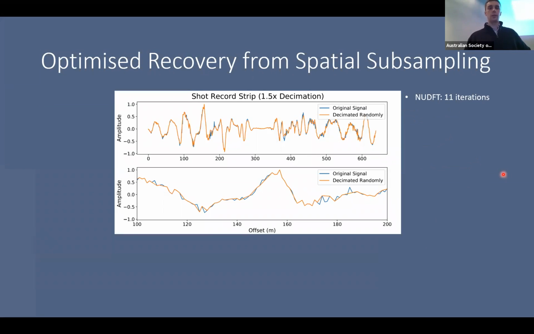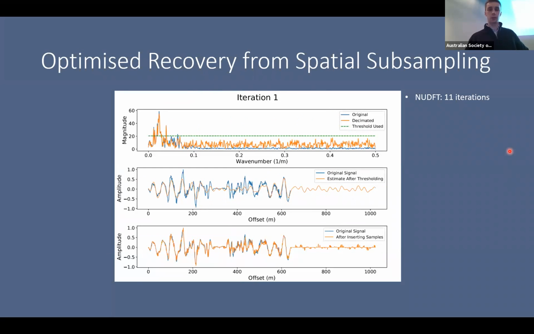So this is what our strip across the shot record looks like as just a time series basically. The bottom panel shows the random decimation. So I'll show first for NUDFT, and it took 11 iterations to meet our termination criterion. So there's the first iteration. The top panel is in the TK domain. And then our initial reconstruction here is not looking too great. And then the reinsertion, arguably not looking too great either.